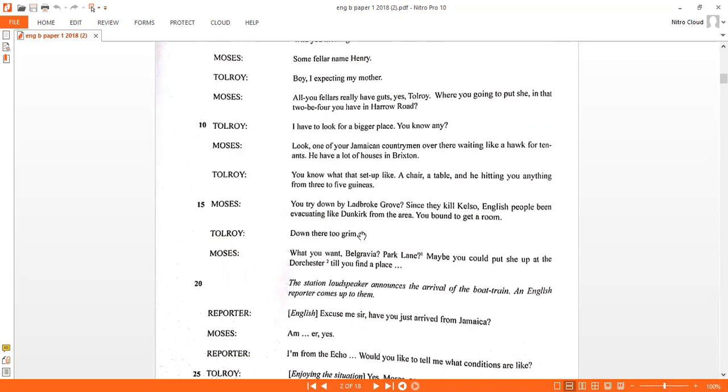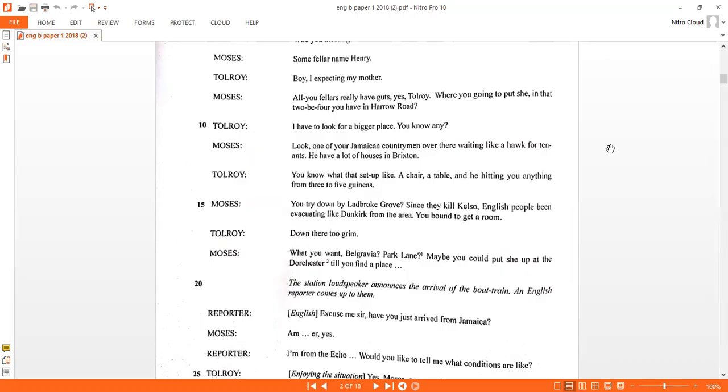So what follows is seen as humorous. "Where you want, Carrara? Belgrovia, Park Lane?" Now, if we know anything about London, we know that all of these places listed are places for people who have money, for the elites, persons who are seen as affluent, them pocket deep.